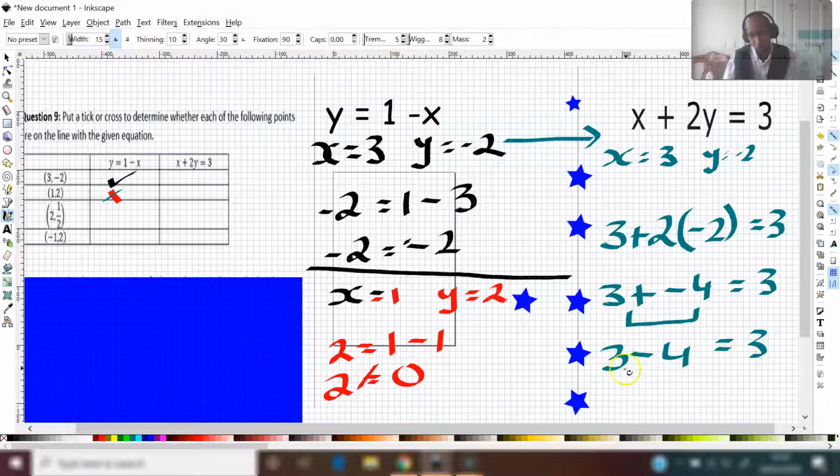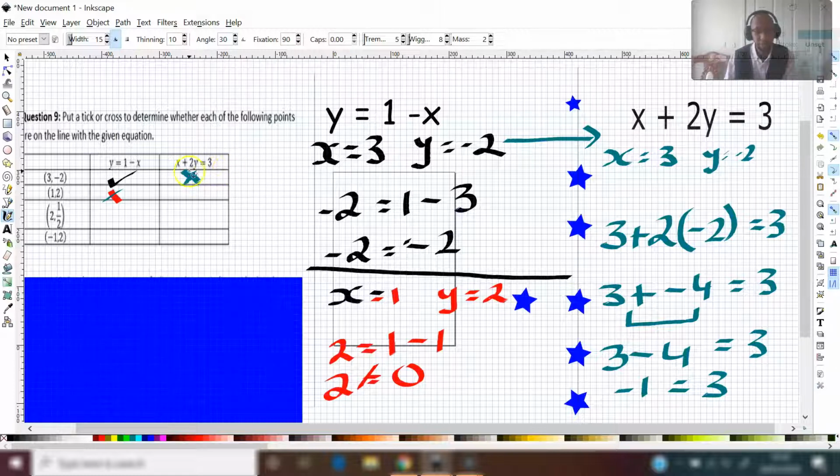Is that true? Well, 3 minus 4, that is a positive 3, take away 4, that would be -1, and we see that -1 is not really the same as 3. This is -1. So what's on the left hand side doesn't equal what is on the right hand side, and you would put an x here.